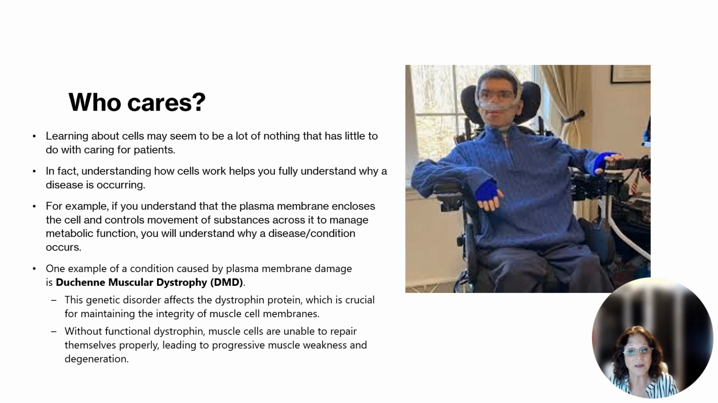And as a result of that, they end up with progressive muscle weakness and degeneration. Specifically with Duchenne muscular dystrophy, the proteins are supposed to anchor the muscle cells, and those anchors get broken. And then there's no ability for the muscle cells to actually do their job.